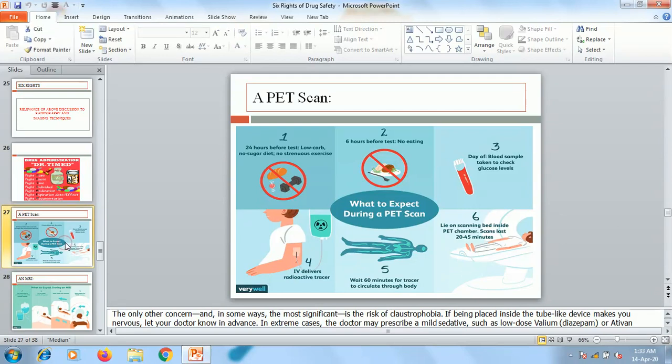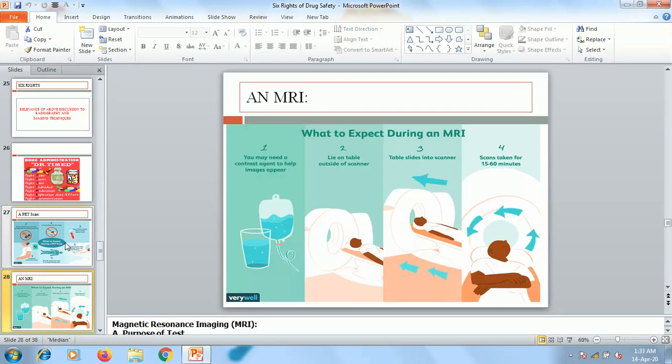A second example could be MRI. MRI is magnetic resonance imaging. So plenty of water, or you might need to have a contrast agent to help images appear. You must be knowing this better than me. The patient lies on a table outside of a scanner, and this is the procedure.